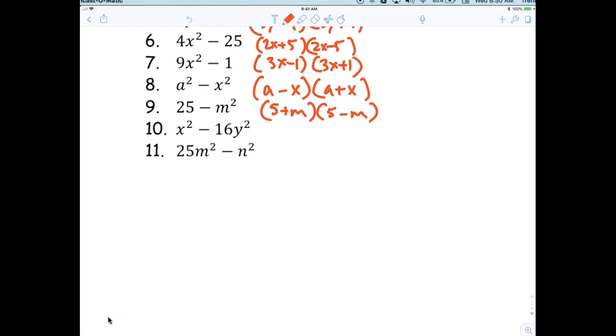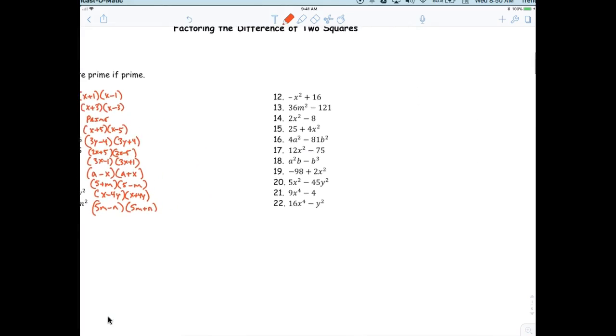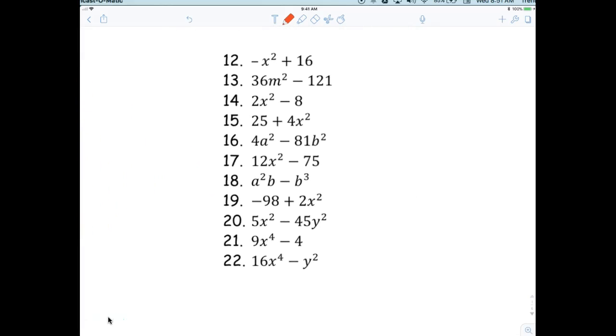All right, Tara, you're up. 10. X minus 4y, x plus 4y. And number 11. 5m minus n, 5m plus n. Okay, now I'm just going to look over on the other side to see if I have to factor anything out. So on number 12, listen to me. Change 12 to 16 minus x squared. All right, it's easier to factor it that way.